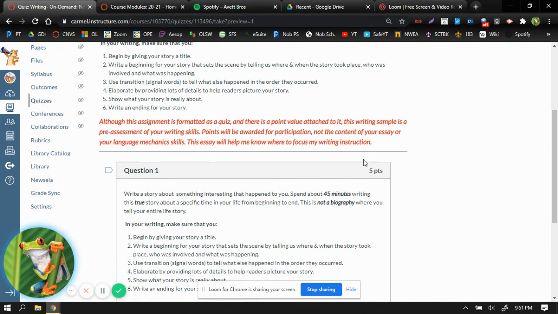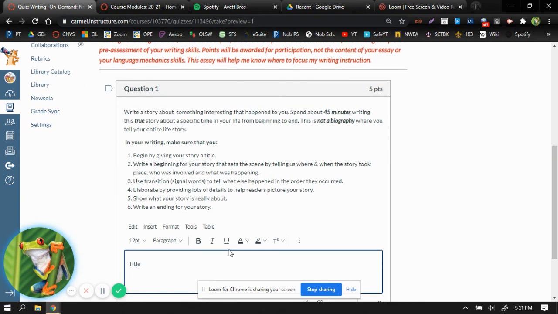Now you'll see up here at the top, there is a point value assigned to this writing prompt. Now, this is not going to be measured for content, nor is it going to be measured for your understanding of language mechanics. This is basically just a participation grade, meaning that if you write something and submit it to me, you will get 5 points. So it's just a way for me to mark progress. I'm going to read your essay, and that's going to help me formulate a plan for my writing instruction for the days, the weeks to come.